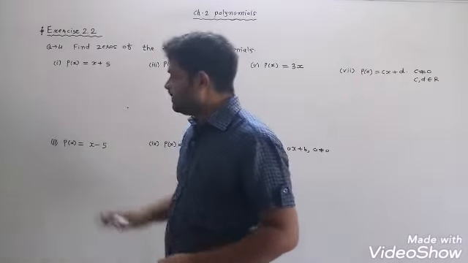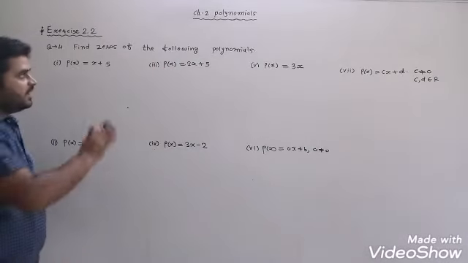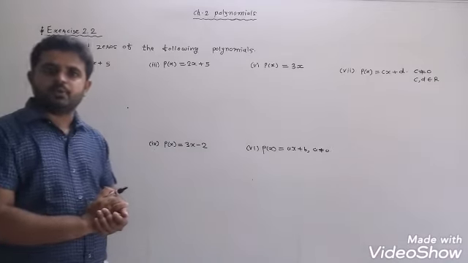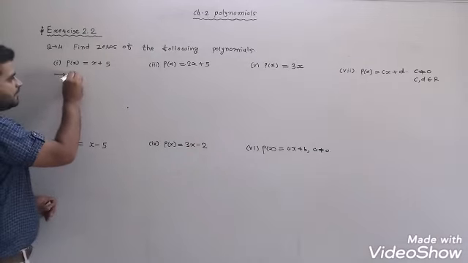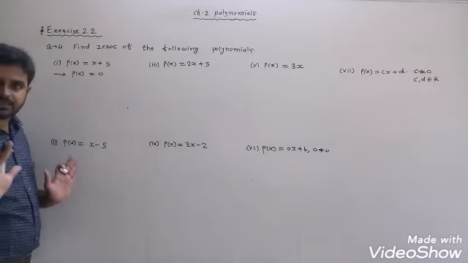So the first question, p of x is equal to x plus 5. In this question, we have to find the zeros of the polynomial. So the method is, first of all, take p of x equal to 0. It is a basic method.